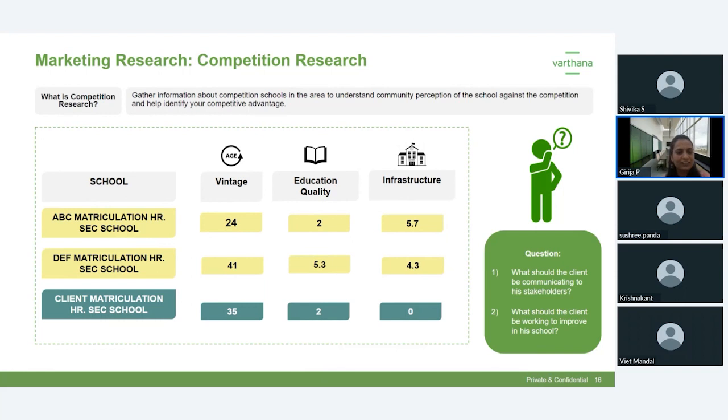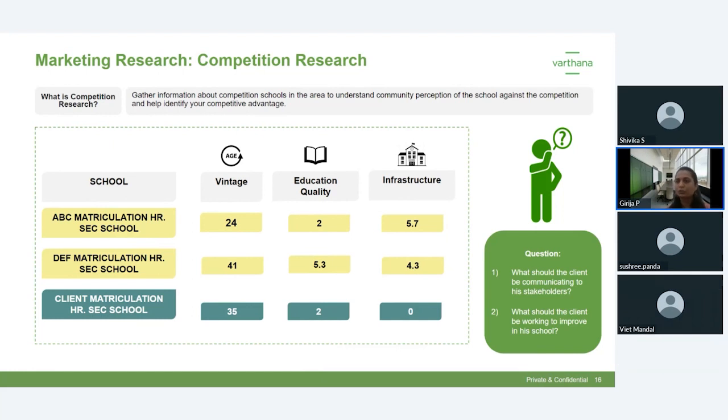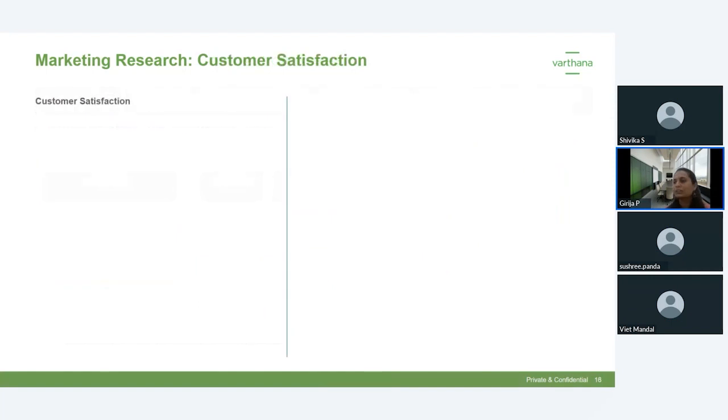Okay, so here are the results. One of the customer satisfaction parameters is positive feedback, what they are saying about you, their loyalty, then word of mouth, and then increase in admissions. These are the parameters which can help you understand how satisfied your customers are. When we are doing this market research, it is very important for us to understand what our customers are thinking and how satisfied they are with us.